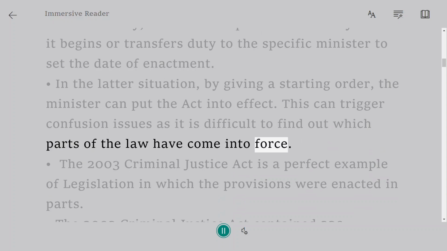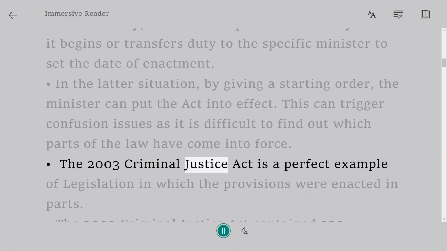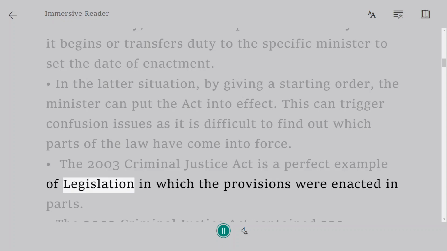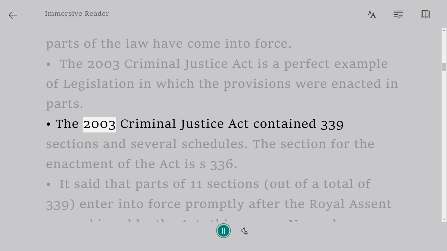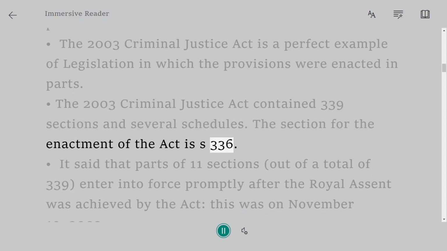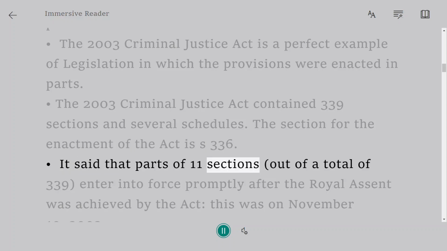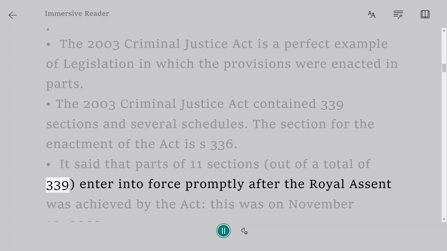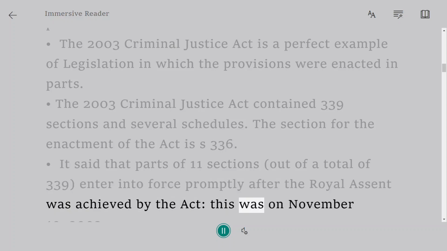The 2003 Criminal Justice Act is a perfect example of legislation in which the provisions were enacted in parts. The 2003 Criminal Justice Act contained 339 sections and several schedules. The section for the enactment of the act is section 336. It said that parts of 11 sections, out of a total of 339, enter into force promptly after the royal assent was achieved by the act. This was on November 19, 2003.